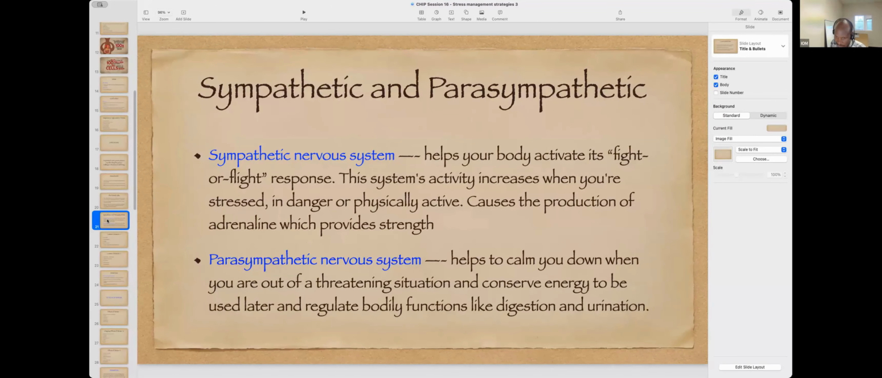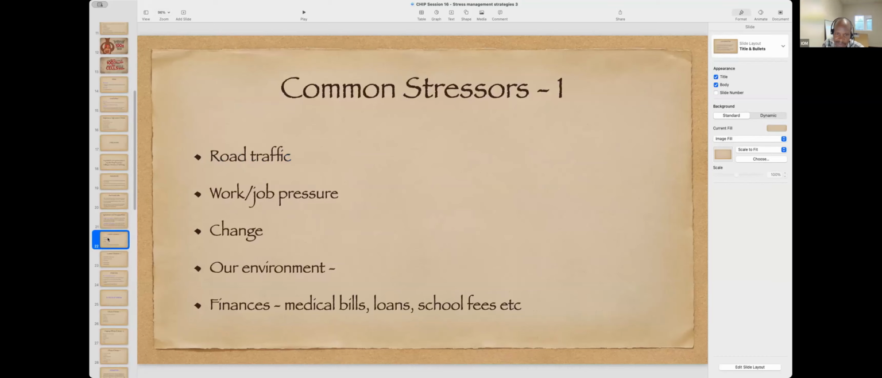And it causes the production of adrenaline, which gives us the strength to do the things that we need to do. The other system, the opposing system, is the parasympathetic nervous system, which helps us to calm down when we are out of that threatening situation. And it also helps us to conserve energy to be used later, and it regulates body functions like digestion, urination, and the like. It is shut down when the other one is active.